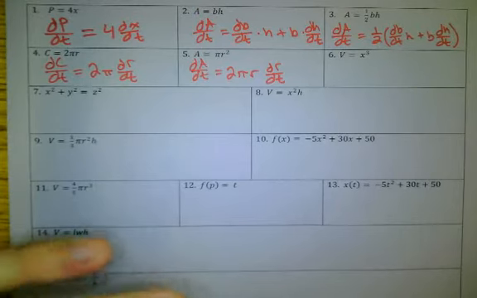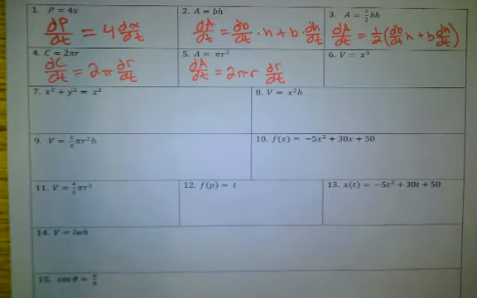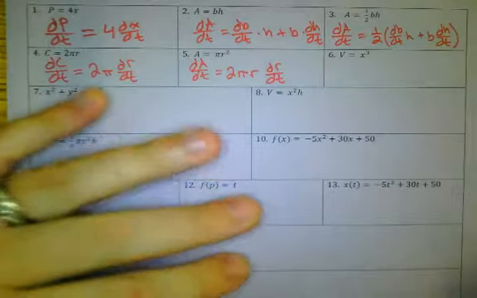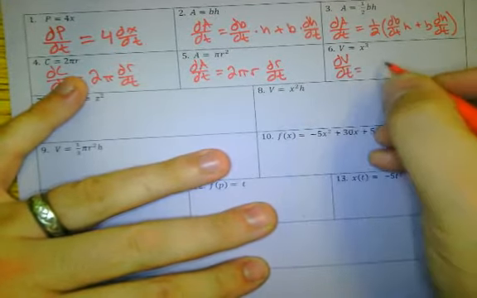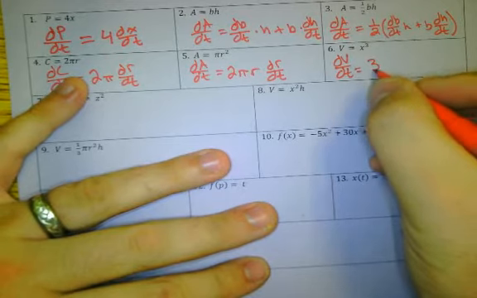All right, number 6. First off, what does number 6 represent? What does V represent in the math world? Volume of what? In this case, all sides are the same. The cube. So this is going to be dV dt equals 3x squared.